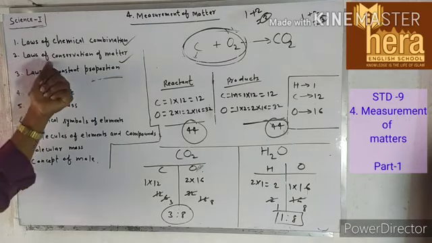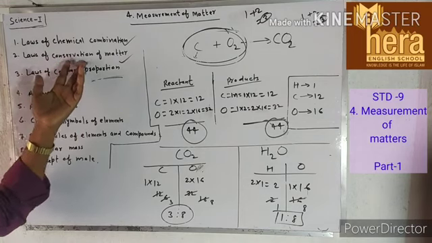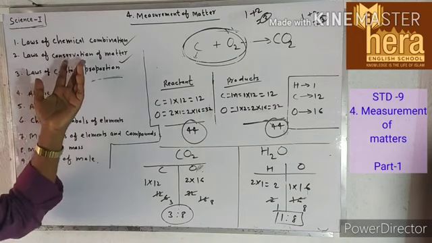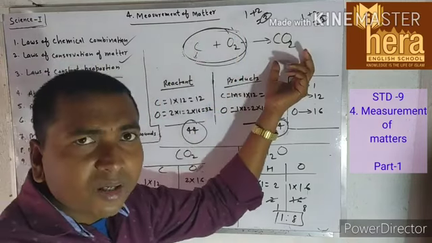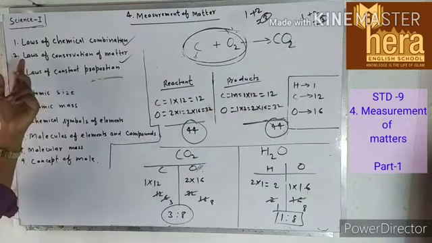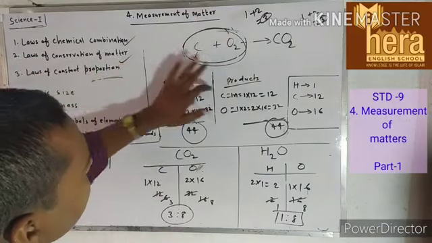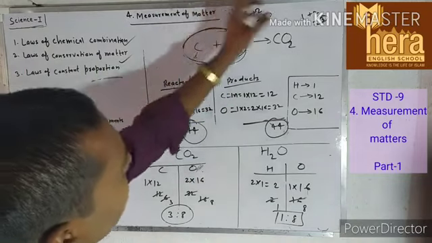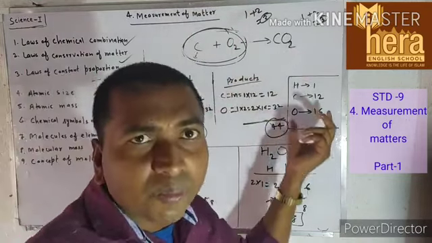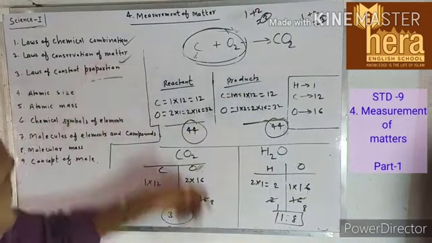Second is the law of conservation of matter. This is related to the total mass, the total weight of the reactant and the total weight of the product. So according to the law of conservation of matter, the total weight present in the reactant is equal to the total weight present in the product. So this is called the law of conservation of matter.